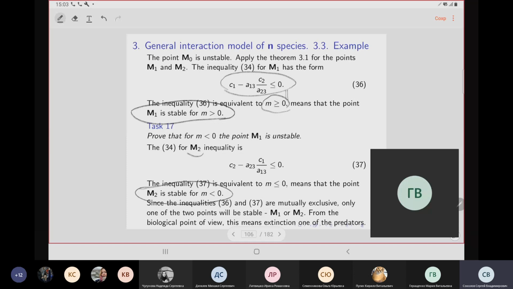There is a global principle that the number of predators cannot be even. So it cannot be 2, 4, 6, and so on. There can exist 1 or 3 or 5. We can't prove it, but it is the global principle.